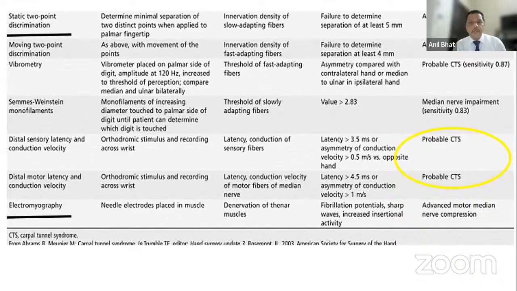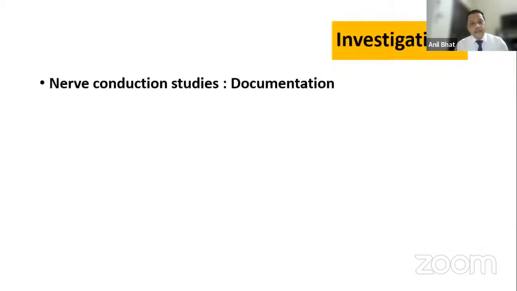But if you look at this, the evidence says probably there is CTS for NCVs. Okay, so it's not foolproof, but we mostly do NCVs because of documentation itself. But EMG might tell you if there's advanced motor median compression, especially if there are fibrillation potentials, which means the muscle is already getting damaged there. So that is the significance of that. As I said, nerve conduction studies most of the time are for documentation.